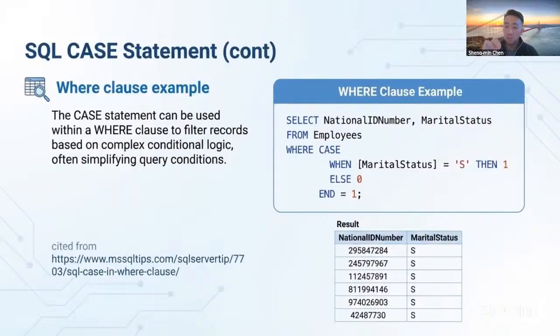In other words, returning the rows only when marital status is S. Okay? So that's just an example of case, but in a very, I guess, strenuous way to explain. All right? So that's just marital status, which is an example of case applying in your where clause.